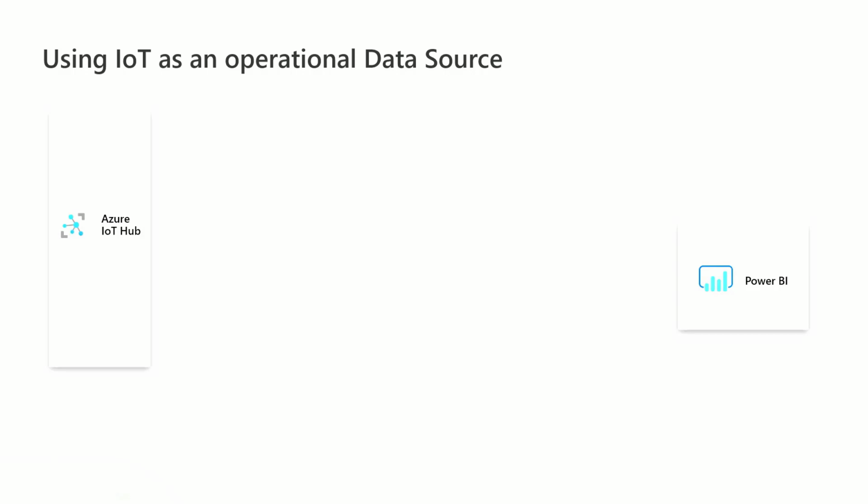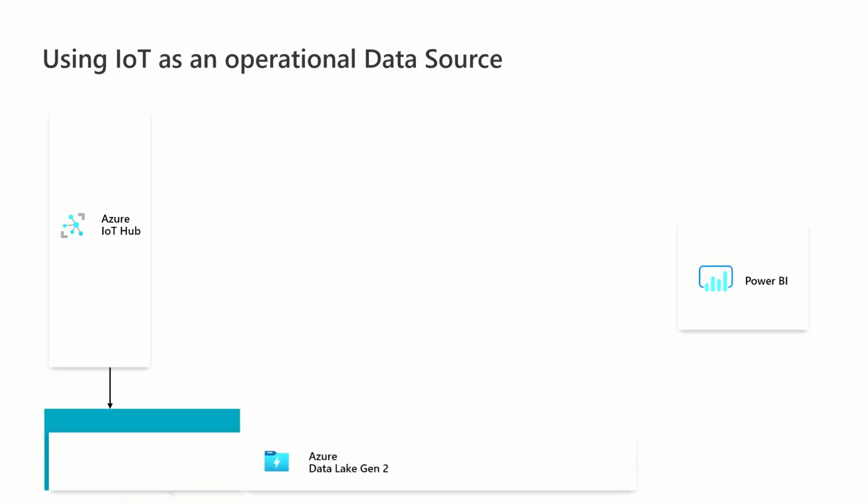Let's start with the raw storage. We will store all incoming telemetry data in its raw format directly into Data Lake. This data will unlock all analytics and machine learning scenarios that may arise in the future.